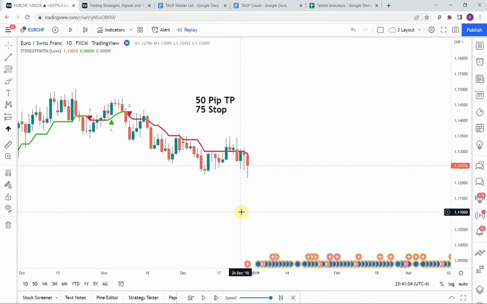Today we will be testing the stepped Ehlers optimal tracking filter.